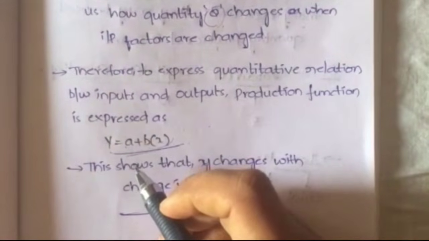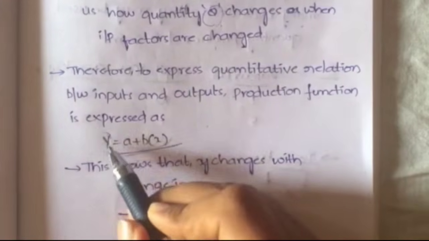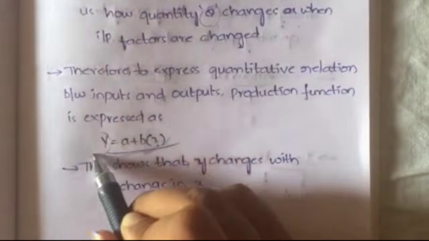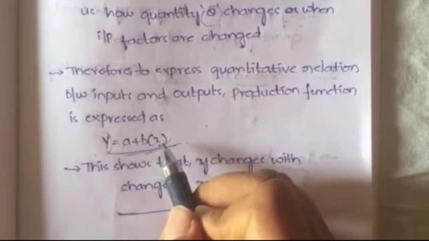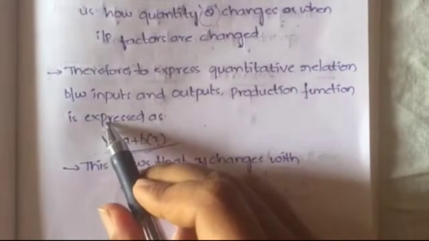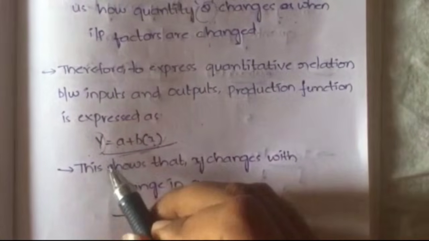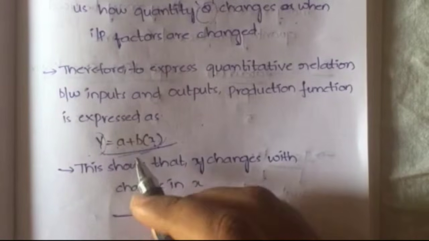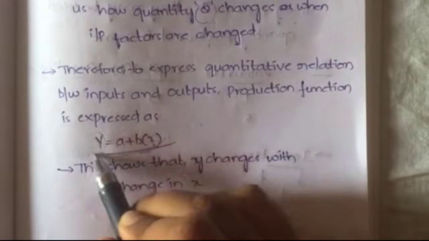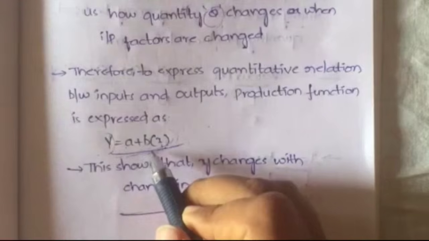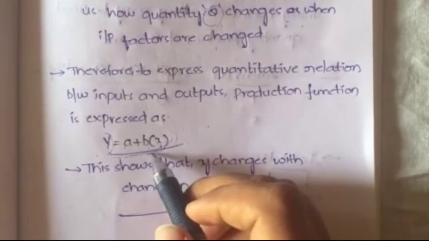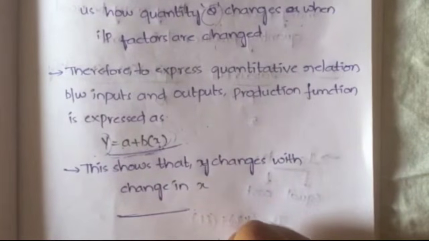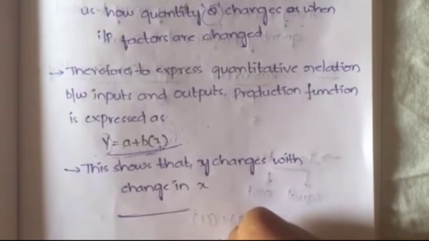In this production function, y is the output as usual, but here x is the variable. When x changes, y also changes. So y will change with respect to the change in x. If x increases, y will increase, or if x decreases, y will decrease, depending upon the relationship, whether they are directly proportional or inversely proportional. So this is the new production function that you have got. This production function is especially introduced in order to predict the change in the output when the input factors are changed. Okay, clear? This is about production function.